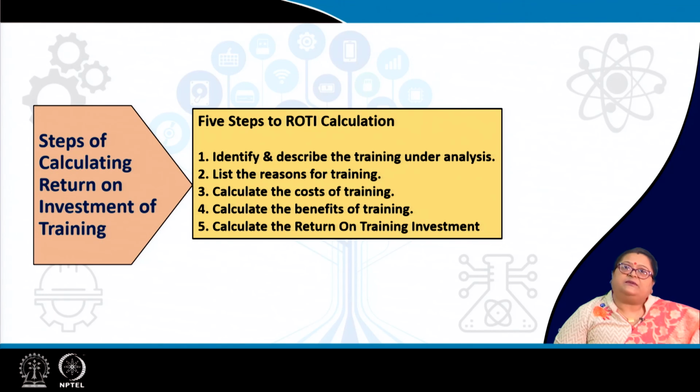The 5 steps to calculate the return on investment on training are: identify and describe the training under analysis, list the reasons for training, calculate the cost of training, calculate the benefits of training, and calculate the return on training investment.